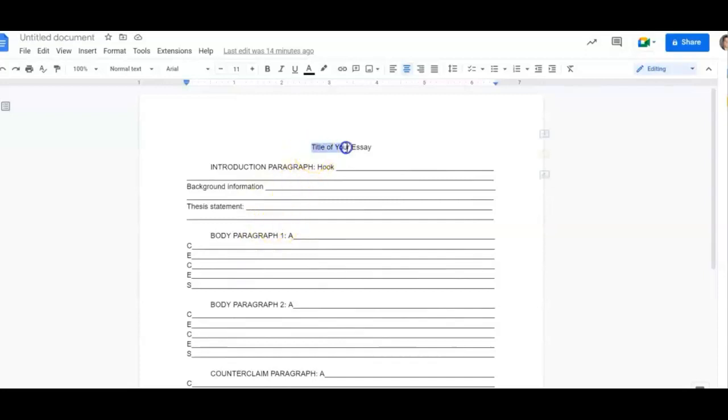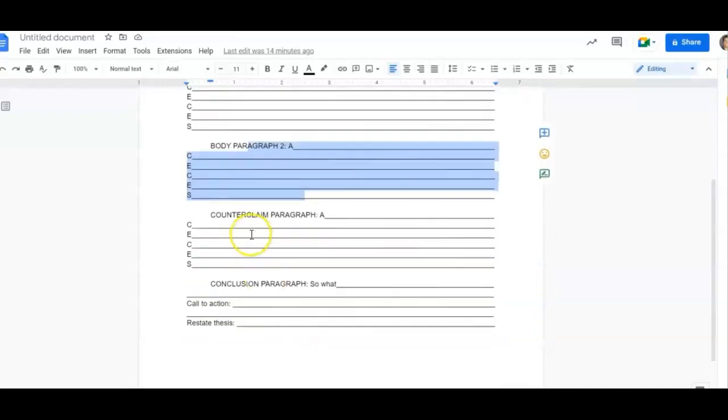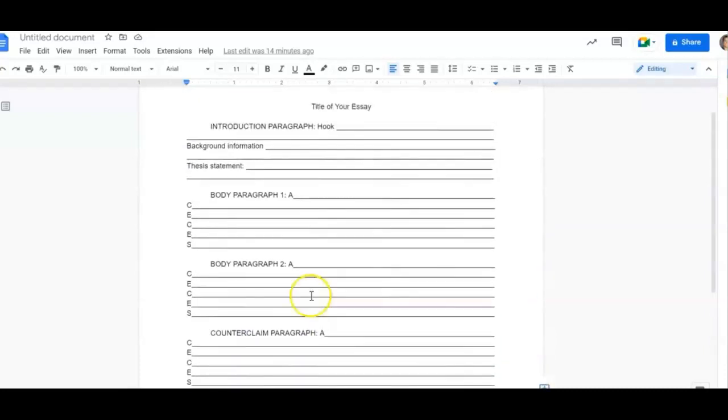If this is the outline of an essay, you have the title of your essay, and if you have a 5-paragraph essay, you'll have your introduction paragraph that goes first. Then you have one ACES paragraph, body paragraph 1. Second ACES paragraph, that's body paragraph 2. Then you have your counterclaim paragraph, that's your 3rd paragraph. Some people do ACES for counterclaims. Some people do CCRES. And so we'll talk about counterclaims later. And then you end with a conclusion paragraph.